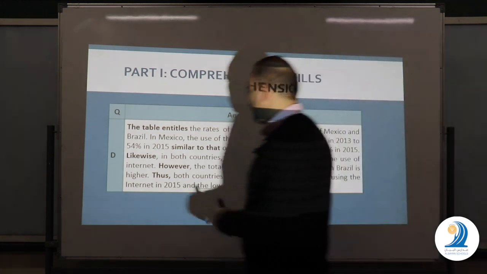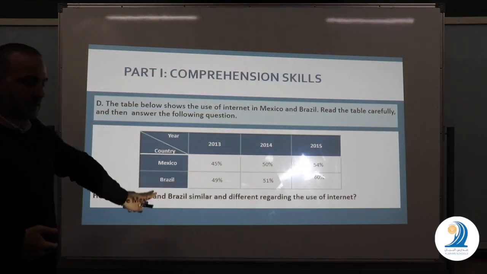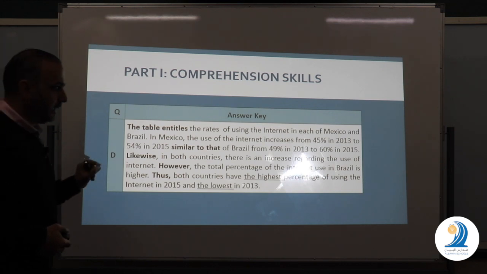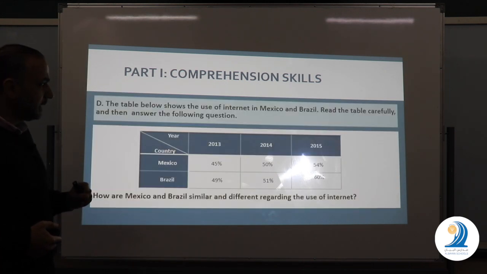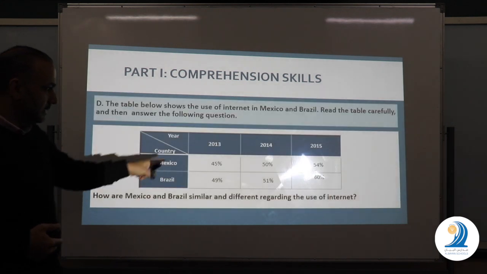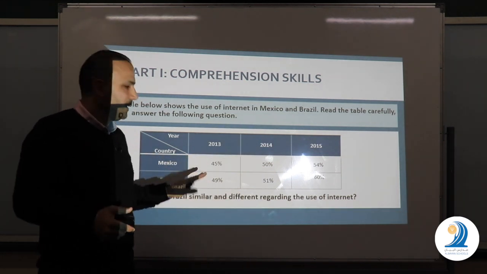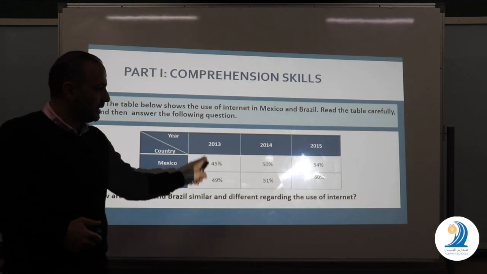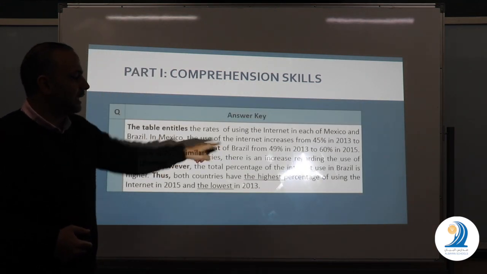You can use directly your own style or your own way just to begin your own analysis. Let's start. We have this chart in Mexico directly. In Mexico, look at the answer with me please. The use of the internet increases from 45% in 2013 to 54% in 2015. We said that while it's increasing, if it decreases, we're talking about something totally different. Similar to that, similar or the same as. 45% in 2013 increased to 54% in 2015.